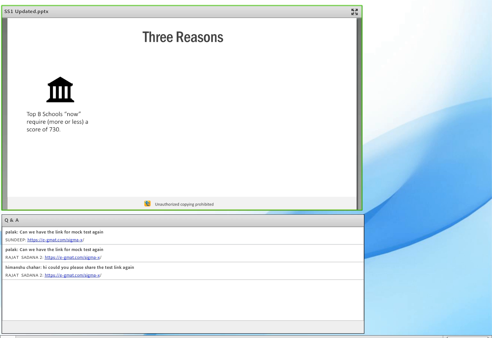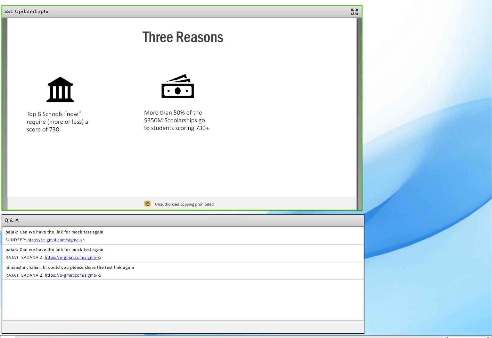At that point in time, I want to leave you with three reasons why you should continue on. The first reason is that if you're aiming for top B schools, you need that score of 730. They demand that score of 730. And this is 2019 data that we're talking about. For the 2020 data, we still don't know what it would be, because the admission cycle starting with R1 is supposed to be one of the most competitive admission cycles.